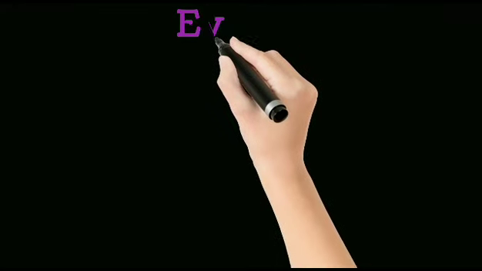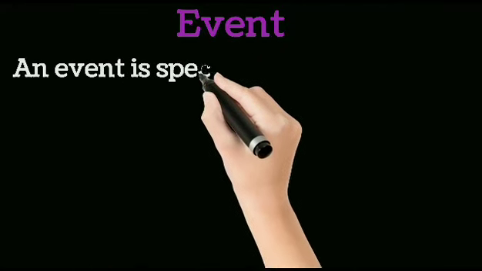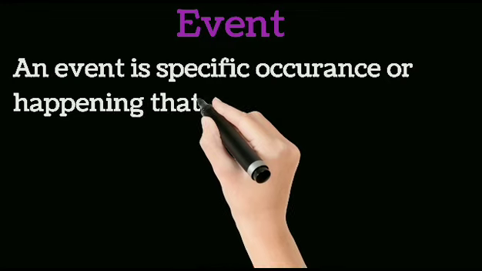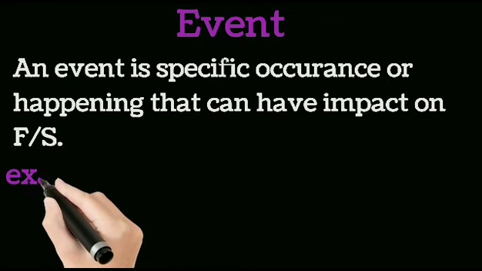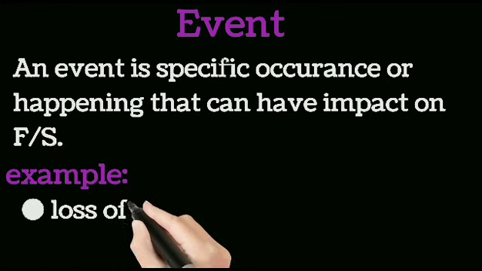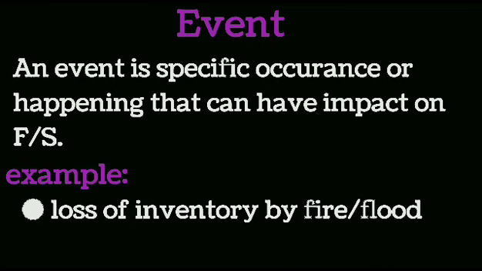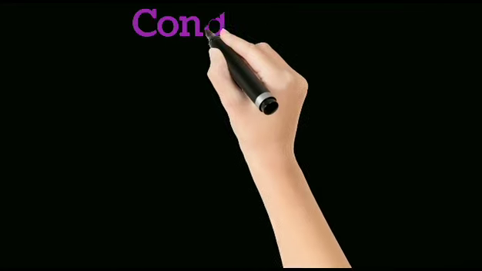The other source of financial information is event. An event is a specific happening or occurrence that can have impact on financial statements. For example, loss of inventory by fire or flood. It can have impact on financial statements in a way that we have to reevaluate the cost of inventory and record inventory at lower of cost or NRV. And secondly, if the loss of inventory is significant, the company even has to check the going concern assumption of the financial statements. And another source of financial information is condition.